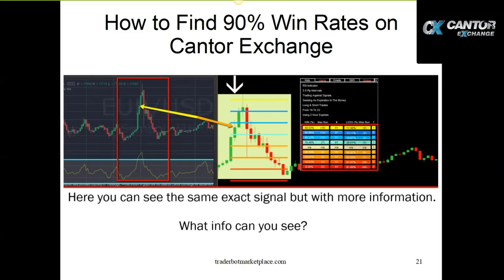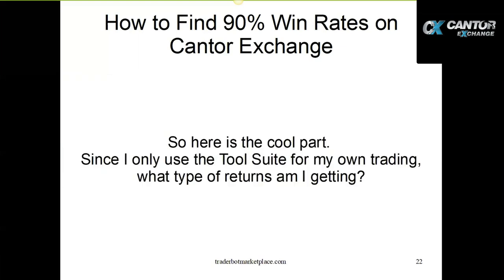I can look over here and see exactly what the probabilities are over X number of trades: the past 100 trades, the past 50 trades, the past 1,000 trades. It doesn't matter. I can know, for example, this signal right here wins, I don't know, 72% of the time over the past 100 trades. That gives me information I can use. If I don't use the tool suite, then it takes forever. It takes like a day to come up with all those statistics. Okay, let's move on, and I'll talk about it more here in a minute.